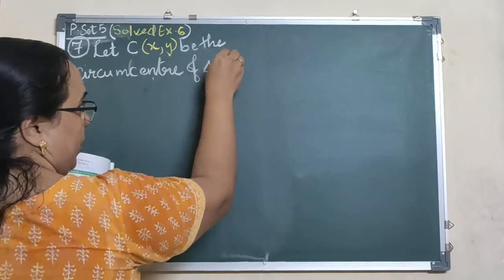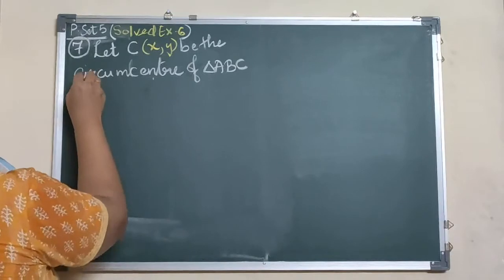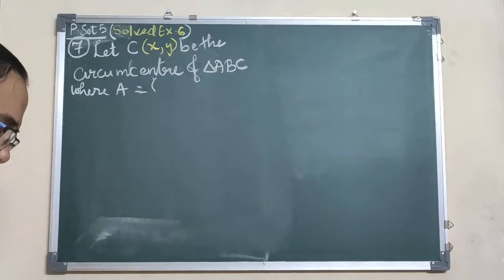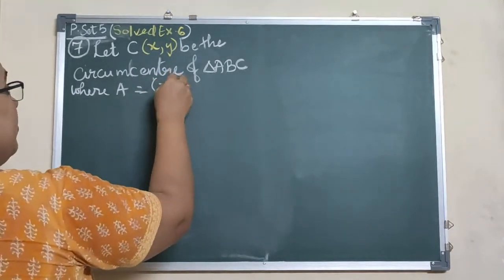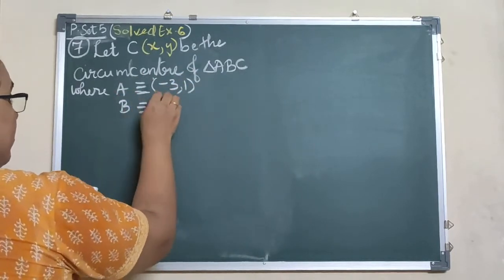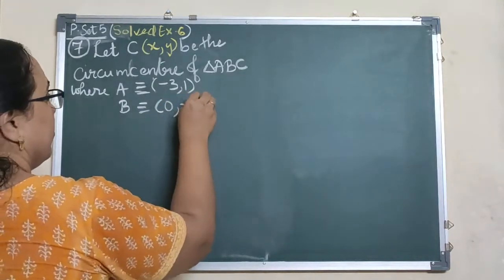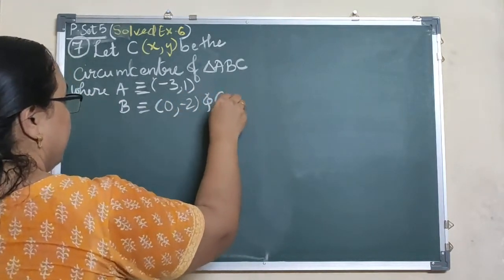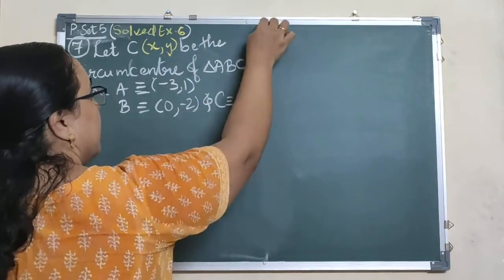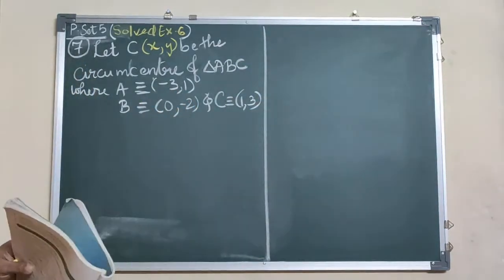Let us name the triangle as ABC, and we specify where A is coordinate minus 3, 1, B coordinate is 0, minus 2, and C coordinate is 1, 3. This we are doing for our convenience sake, so that it is easy for us to pick up the coordinates.